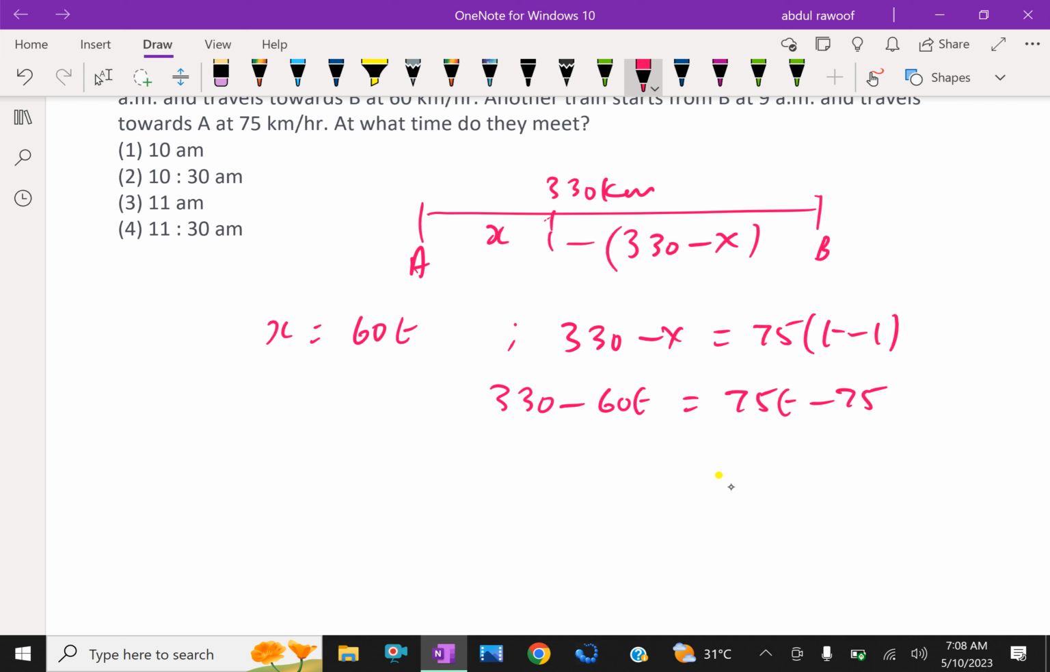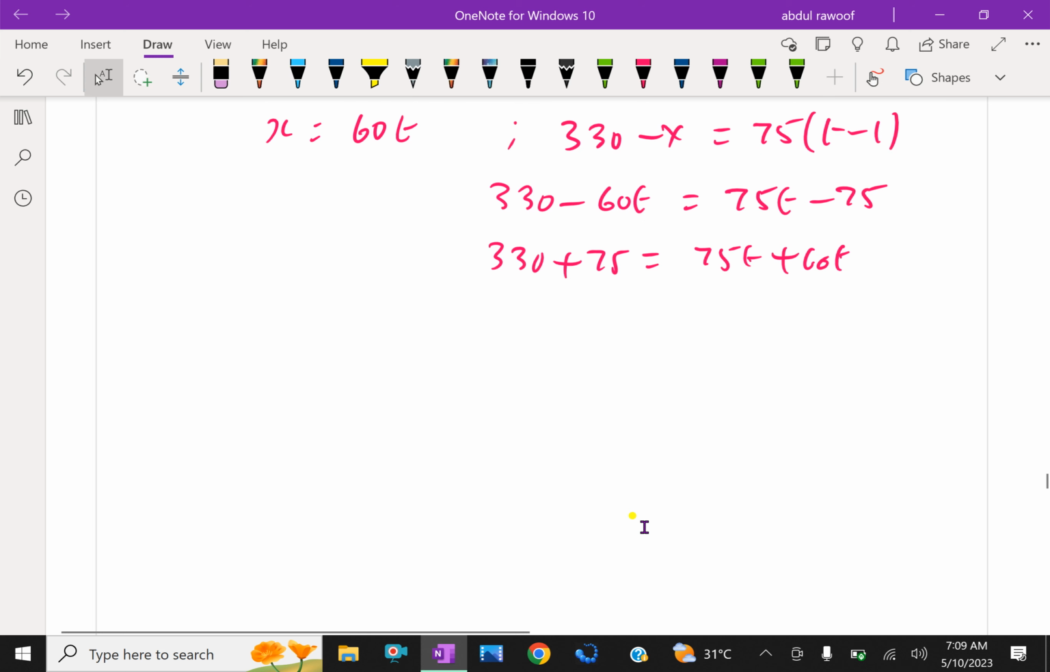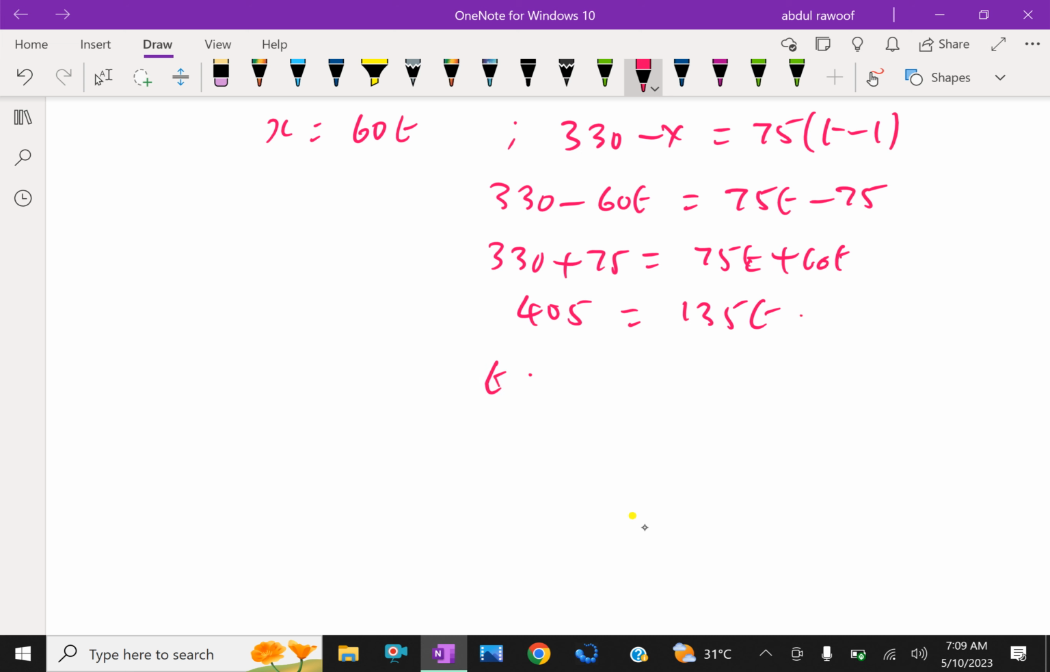Therefore, collecting t on one side, numbers on the other side: 330 plus 75 equals 75t plus 60t. 405 equals 135t. Now t equals 405 over 135, which is equal to 3 hours.